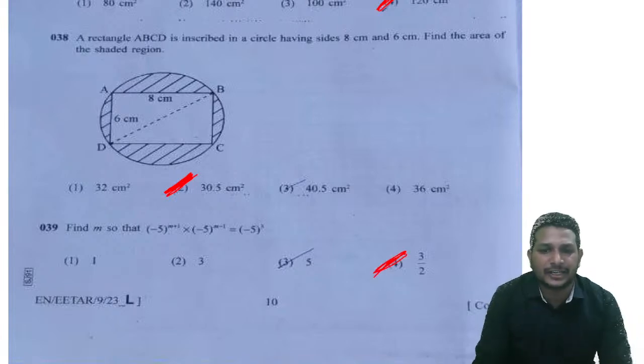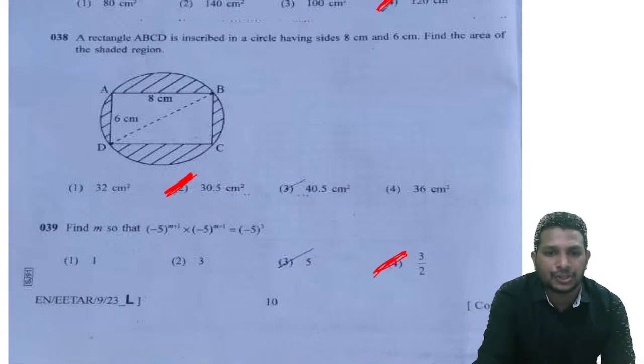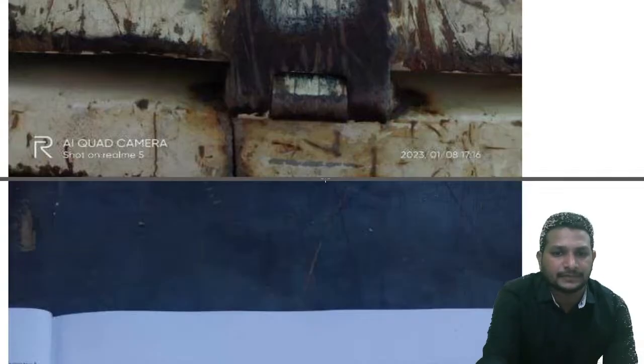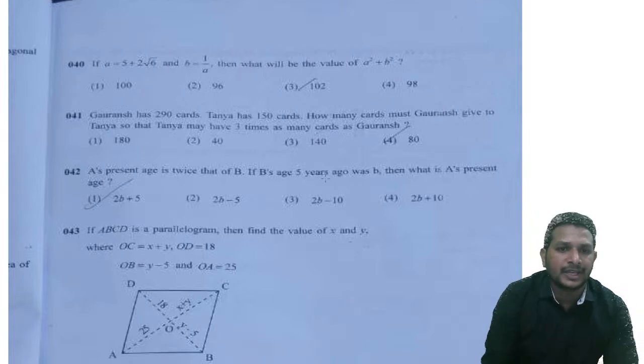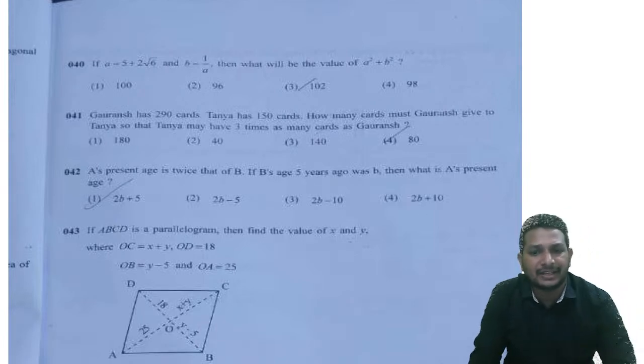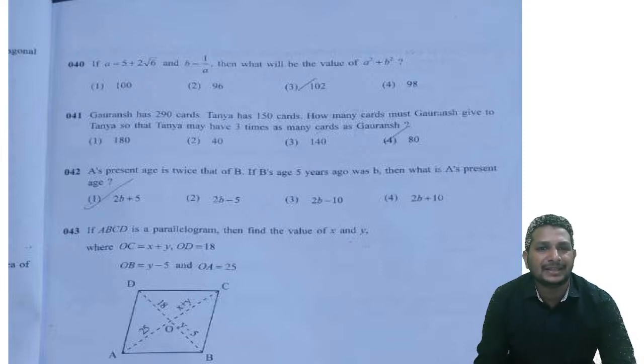Next, question number 40. They gave a value, small a, and they gave the b value also, 1 by a. Small a value is 5 plus 2 root 6. Small b value is 1 by a. They're asking to find the value of a square plus b square. This is related to rational numbers, rationalization and all, which we discussed.